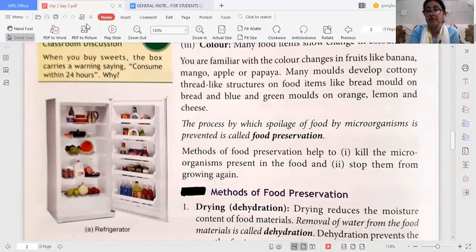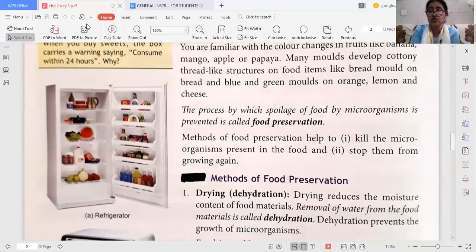Now there are different methods for food preservation. Methods of food preservation help us in two ways. First, they kill the microorganisms present in the food. And second, they stop them from growing again. Again, I'm repeating. Methods of food preservation help to kill the microorganisms present in the food, or they stop them from growing again.